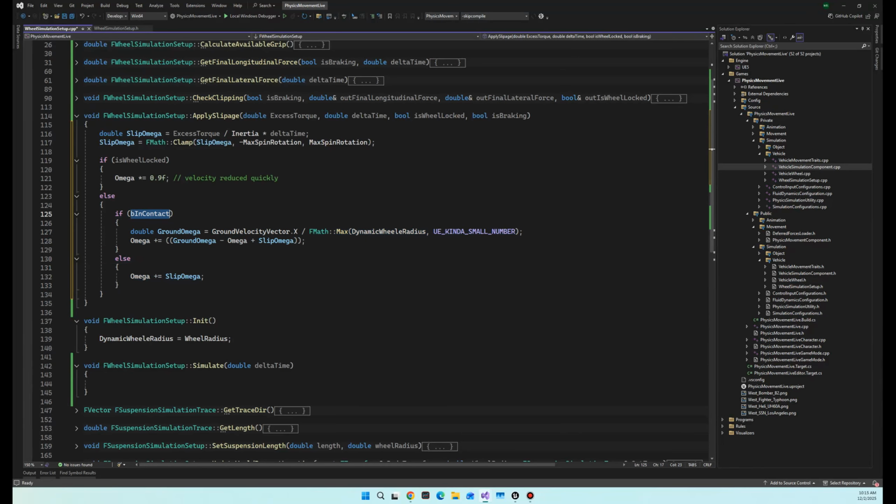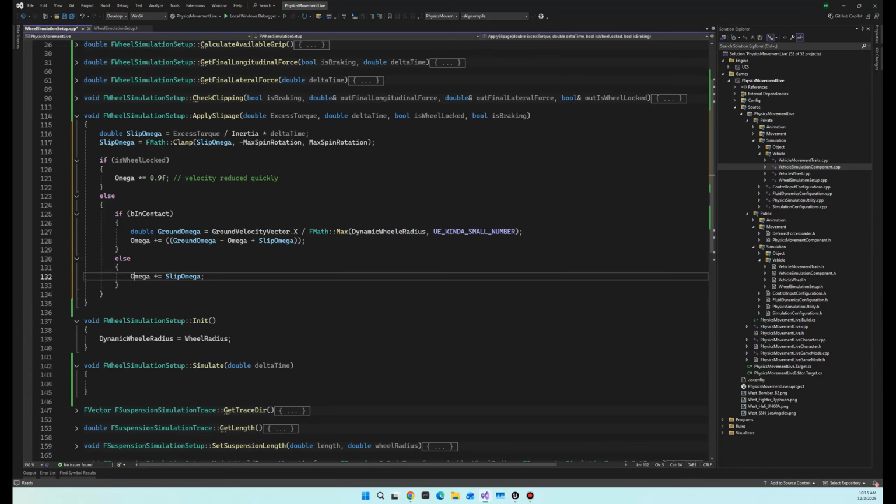If we're in contact with a surface, then we take the ground velocity and divide that by the dynamic wheel radius and a small number. We want to check these two numbers, and that gives us the ground omega. Once we have the ground omega, it's the ground omega minus the actual omega plus the slip omega, and then that's just a plus equals omega. So again, this is an additive process.